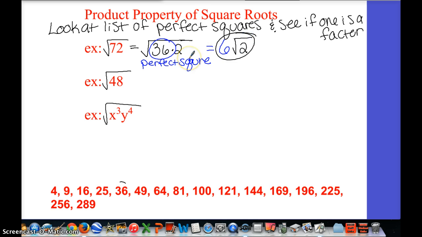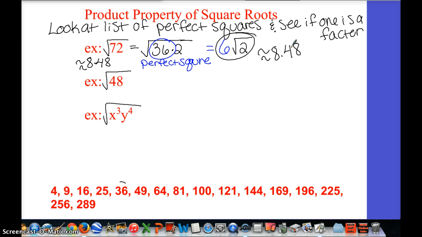And if you plug it in your calculator, if you take the square root of 72, you get 8.48 approximately. If you also plug in your calculator 6 times the square root of 2, you also get approximately 8.48.